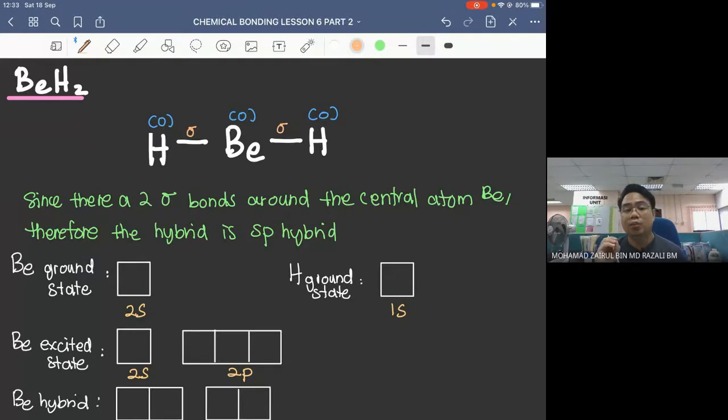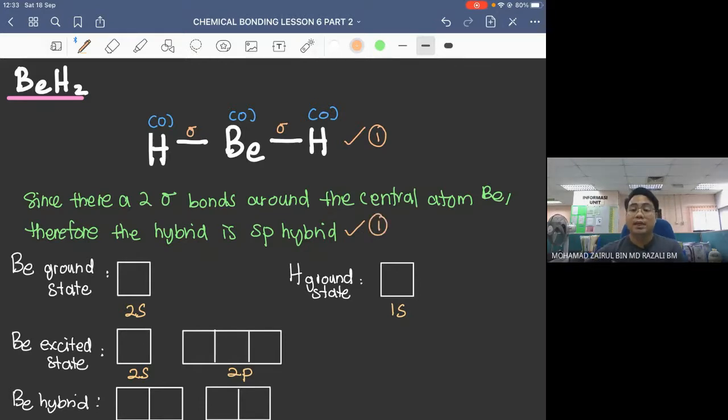Okay, and then awak kena buat conclusion. Conclusion ni akan ada markah, akan ada 1 markah. Okay, since there are 2 sigma bonds around the central atom beryllium, therefore the hybrid is sp hybrid. So selalunya awak lukis ini 1 markah, awak buat conclusion ni awak akan dapat lagi 1 markah.